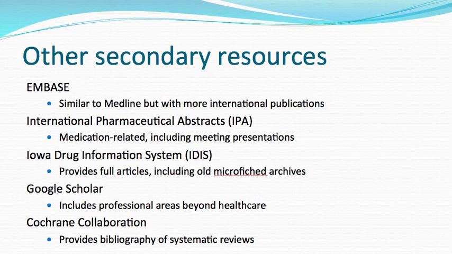Other examples of secondary resources that you can use are a bunch of databases that have long acronyms. So there's Embase, which has a similar concept of Medline, but with a more international scope. International Pharmaceutical Abstracts, or IPA, and Iowa Drug Information System, which is great, although I think they recently announced that it's going to slowly be shut down in 2015. So that's going to go away. Google Scholar, which is decent, and the Cochrane Collaboration, which is nice. It provides a bibliography of systematic reviews.